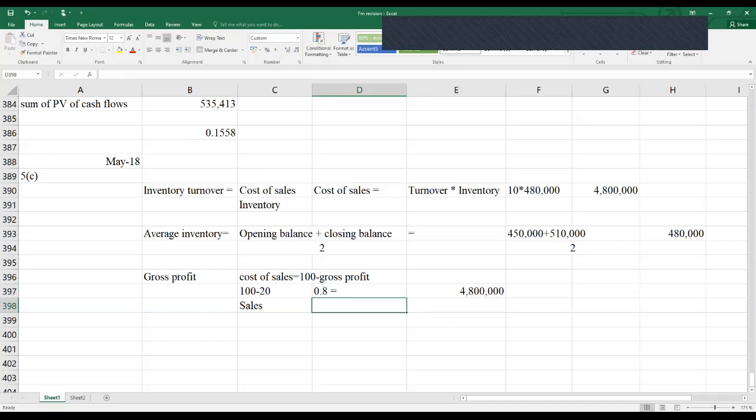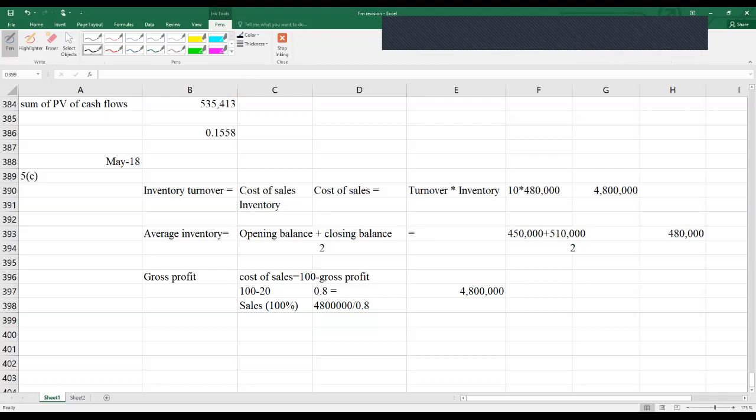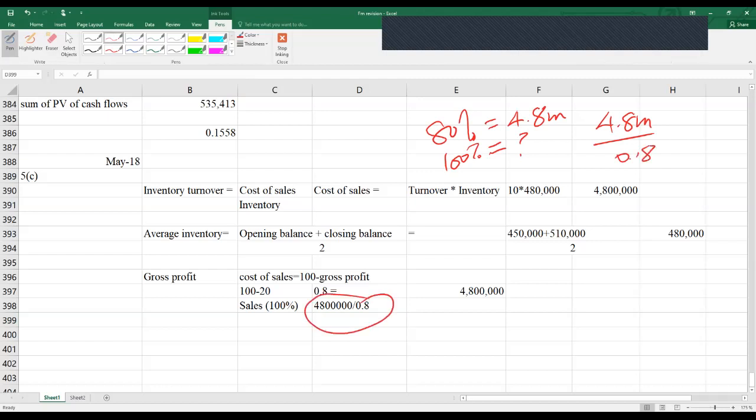Therefore, 100% sales will be equal to 4.8 million divided by 0.8. Let me get my pen, just to illustrate. We know that 80% is equal to 4.8 million. Then the question is, what about 100%? Therefore, 100% is equal to how much? It's 4.8 million divided by 0.8. This is what I'm trying to do here. Clear? Yes. Okay, fair enough.